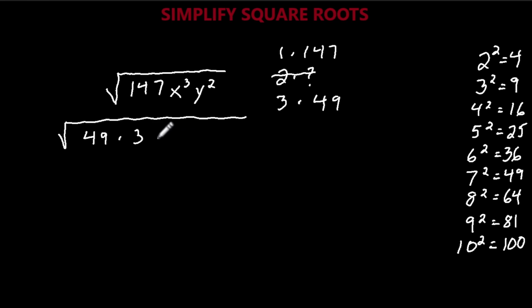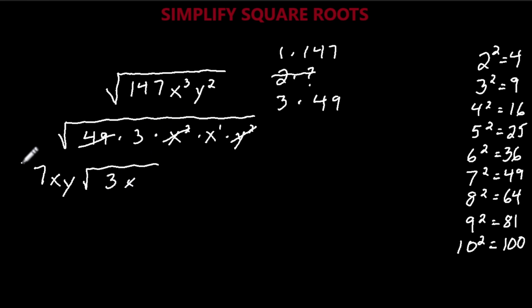Then I have x to the third power, which is x squared times x to the first power, times y squared. Now I can take out the pieces that are perfect squares. The square root of 49 is 7. That's out. The square root of x squared is x, so I can bring that out. This x will stay underneath, and the square root of y squared is just y. And then what's left underneath the radical is 3 and x. So just write that, and this whole thing is the answer.